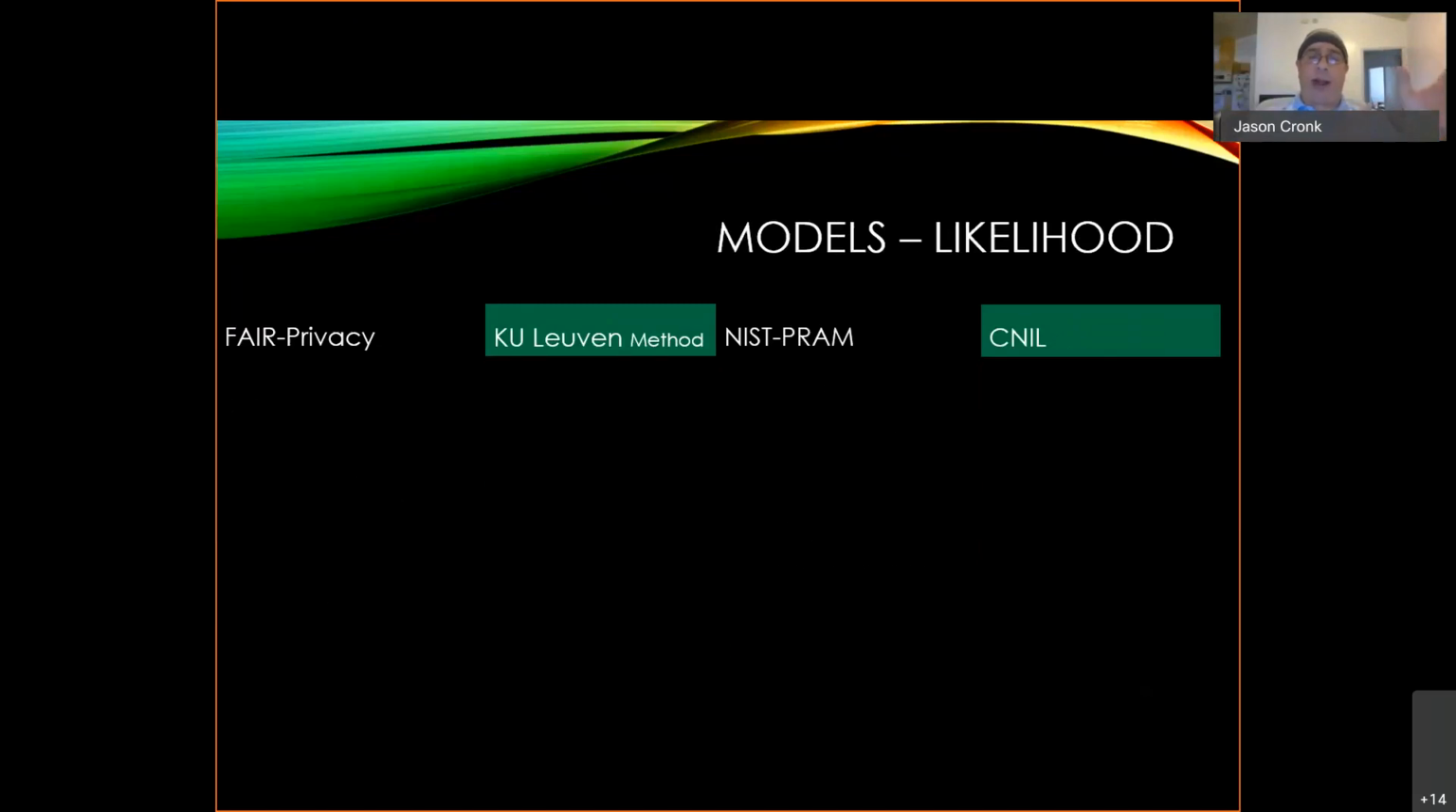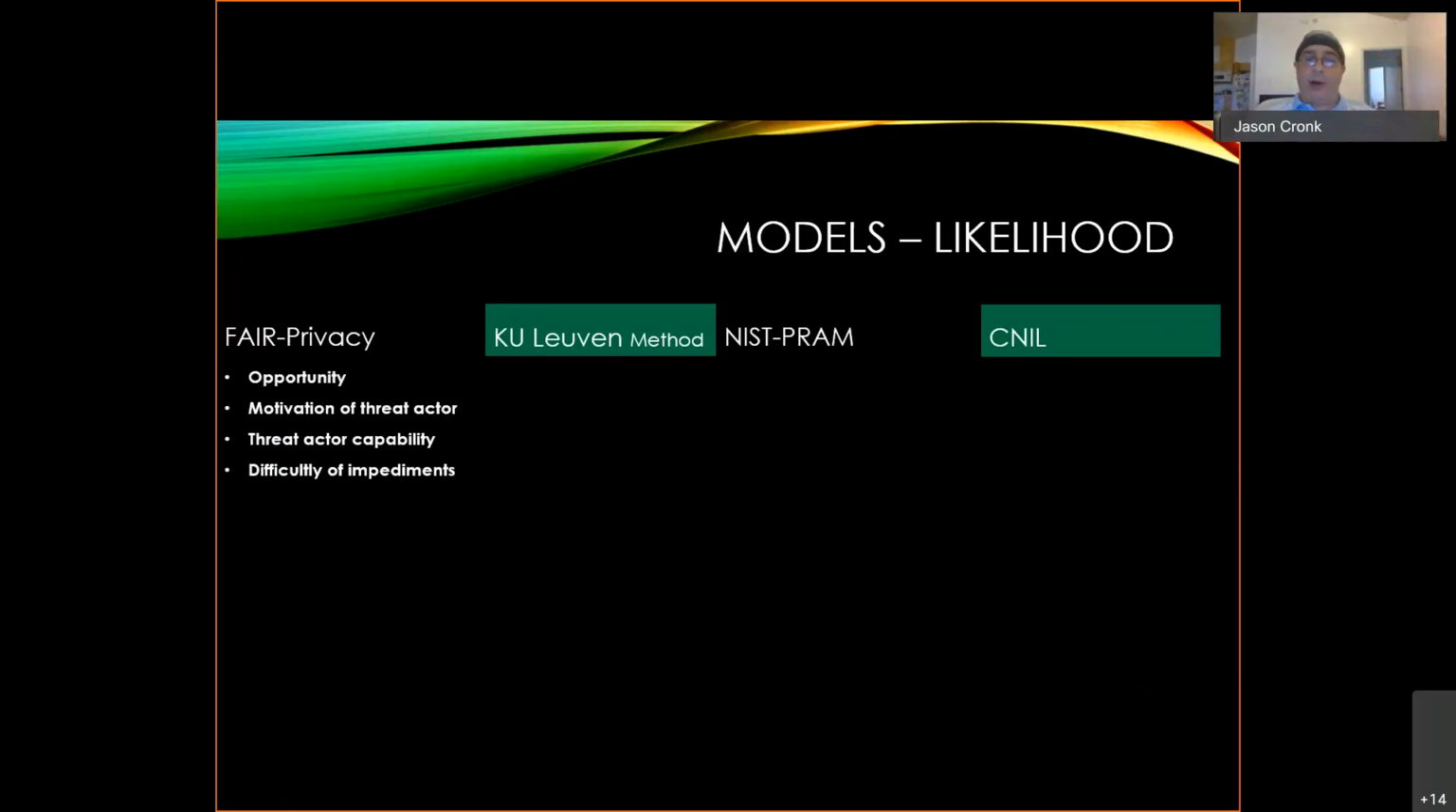So how does FAIR privacy measure likelihood? There are four component factors that go into that. Opportunity: what is the opportunity of the threat actor to do this action or exploit this vulnerability that results in this consequence? What is the motivation of that threat actor? Are they highly motivated? Are they not motivated much at all? Now, to be fair, not every threat actor is going to have the same motivation.